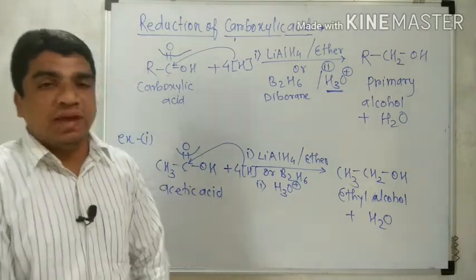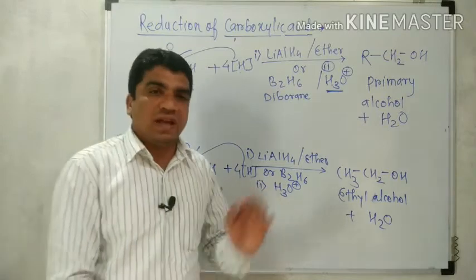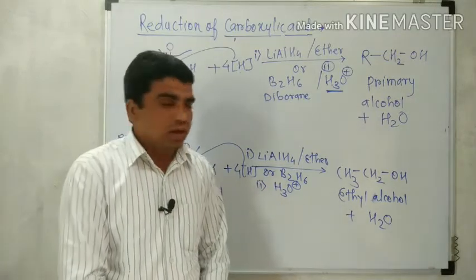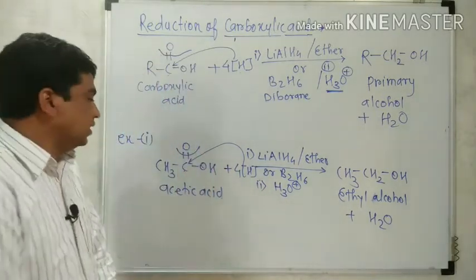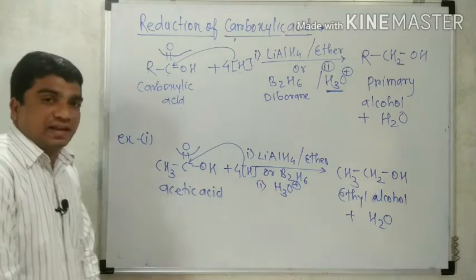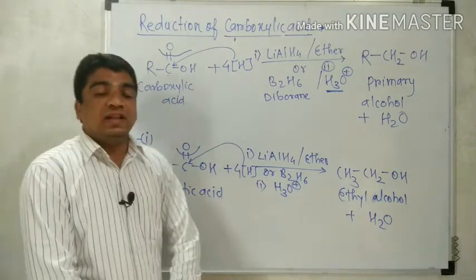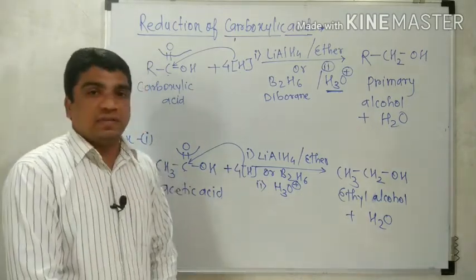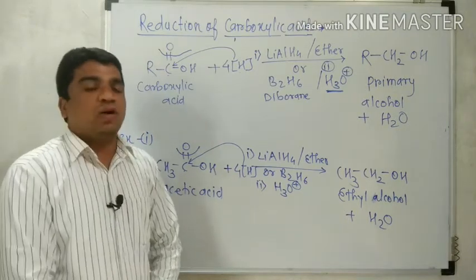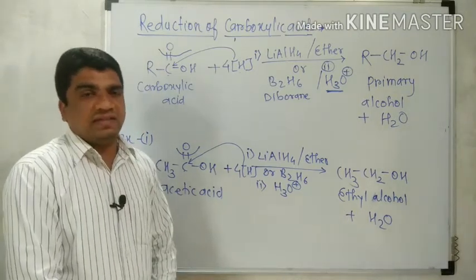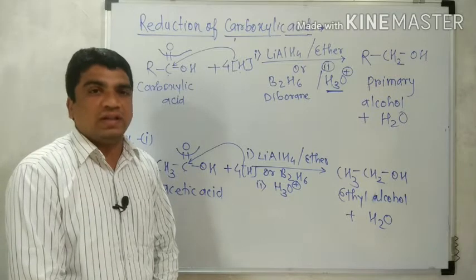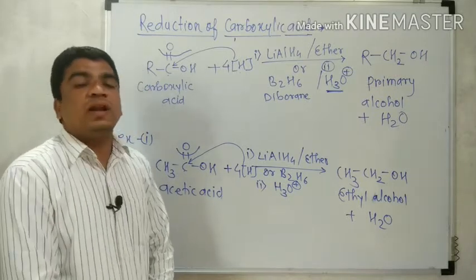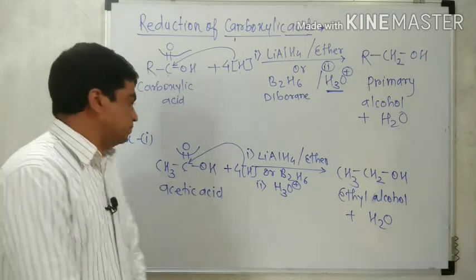So the question can be asked as: how to convert acetic acid into ethyl alcohol? Then write this reaction. When acetic acid is reacted with the reducing agent lithium aluminum hydride in the presence of solvent ether, or by using diborane, and the second step is followed by hydrolysis, here we obtain ethyl alcohol.